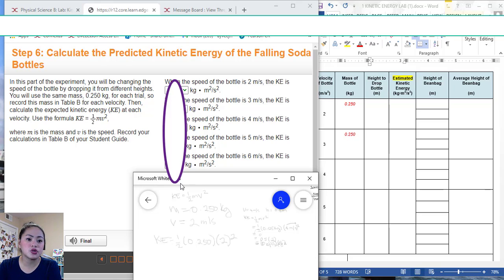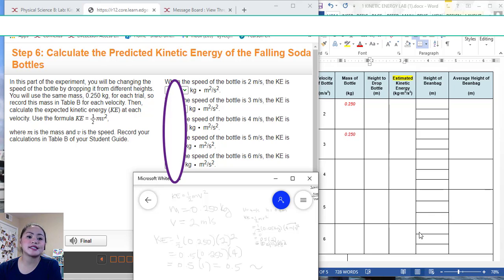2 squared. Okay, so that's going to be 0.5. If it's easier for you to use 0.5, that's fine. Times 4, because 2 times 2, or 2 squared, is just equal to 4. And then I'm just going to show you two steps one by one. So 0.250 times 4 would be equal to just 1. All right, and then it will be just 0.5.